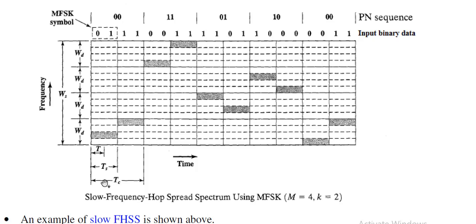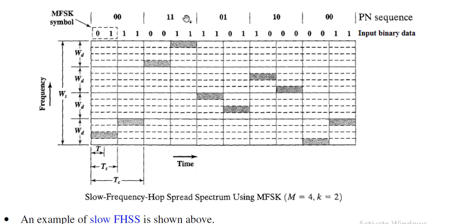If TC is less than TS, as we are going to see in the second example, then we are in fast frequency hop spread spectrum. So let's stay with the slow frequency hop spread spectrum and see how things are going. In the first channel, we encoded both 0 1 and 1 1. Now we will change the channel to the third channel here.